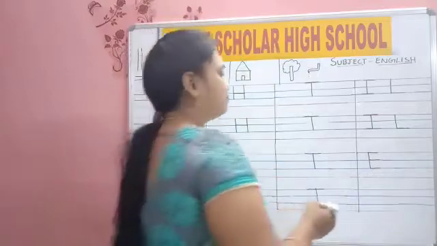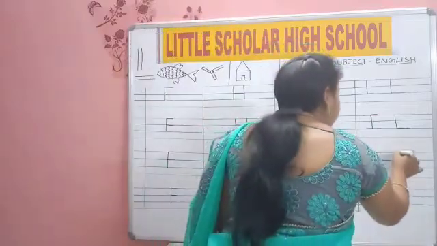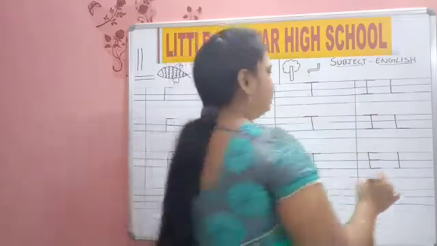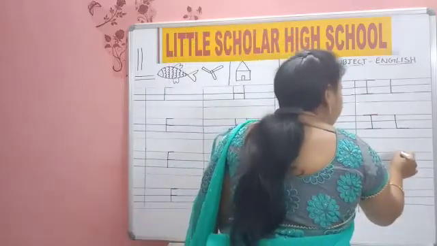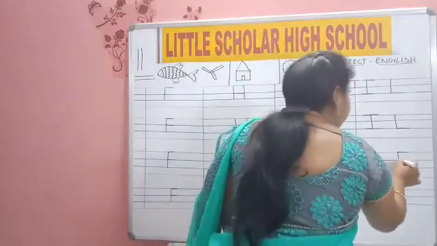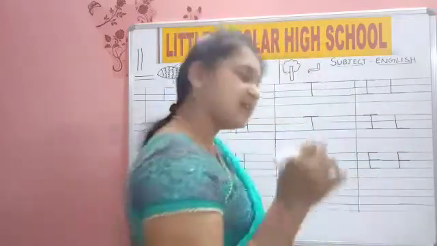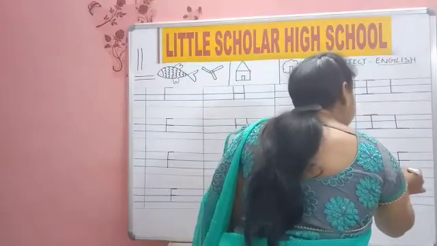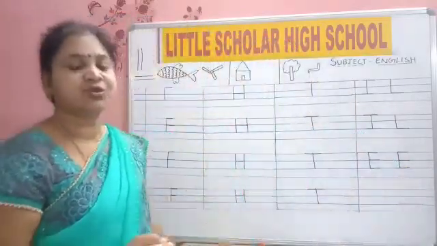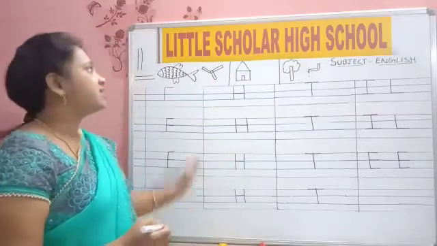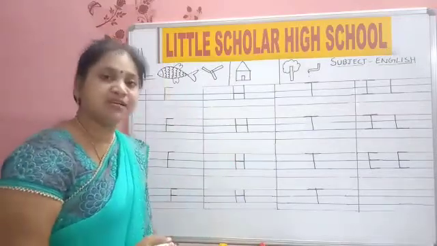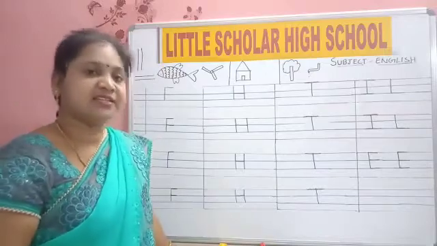Once again see. One standing line from the red line to the second blue line. Then on the red line, one sleeping line. On the first blue line, one sleeping line. And on the second blue line, one sleeping line. Which letter is this? E. These many letters you have learned using standing line and sleeping line.